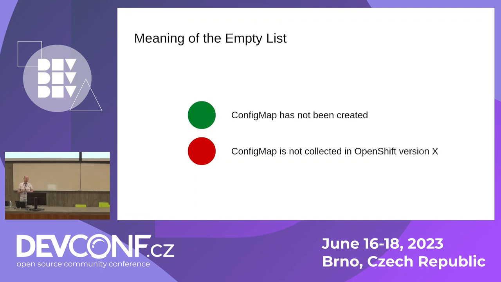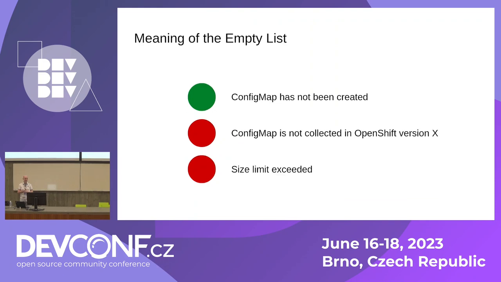Now you might say, oh, come on, this is easy. So we check for the version, right? And well, you're right. But that's not all. Another reason might be that the size limit was simply exceeded. The Insights Operator has a built-in limit of what data it can send. And if other data exhausts the limit, then no other data will be added to the archive, including the config map that we want. So again, we get an empty list, but it doesn't necessarily mean that the config map wasn't there. It can mean that other data, like log files perhaps, eat up all the available space, and there was no space left for our config map.